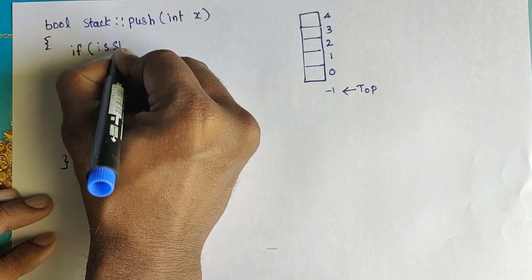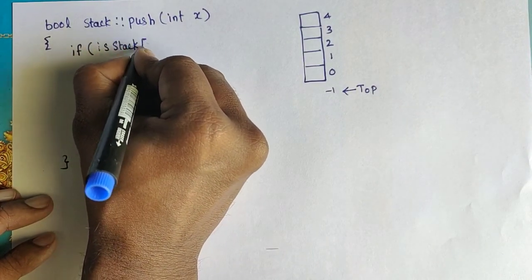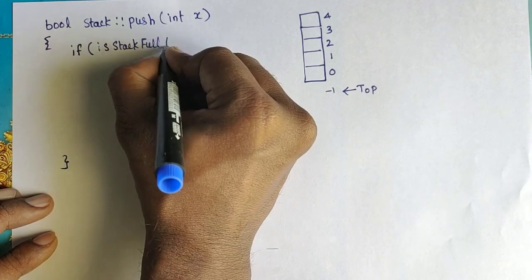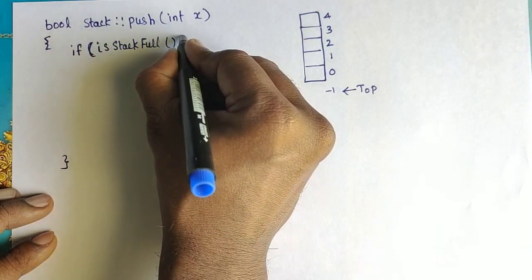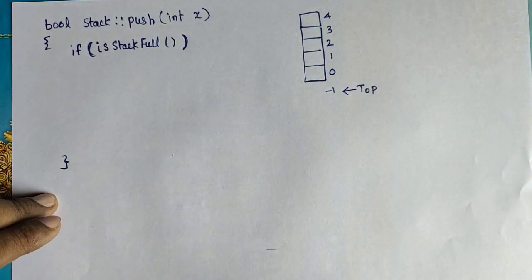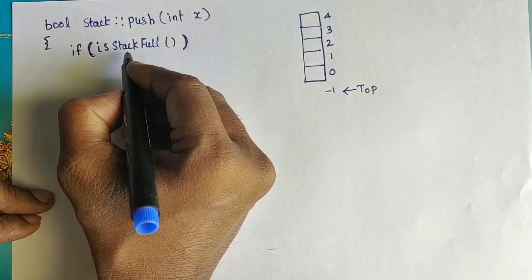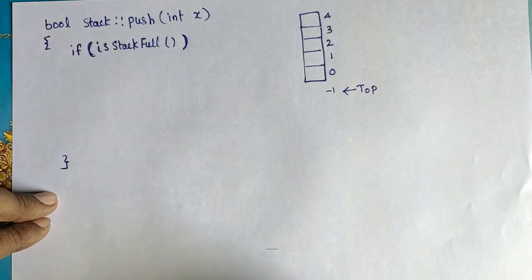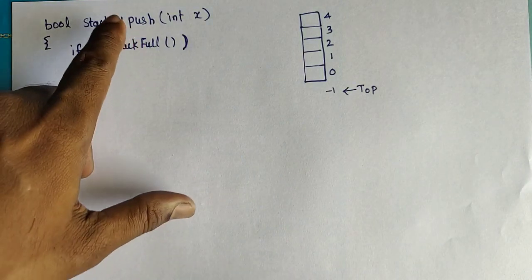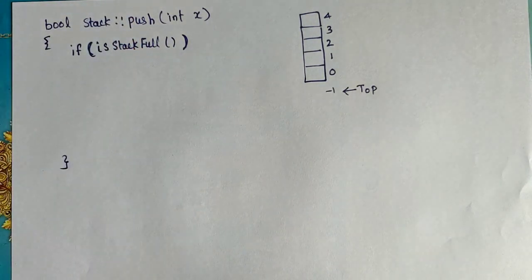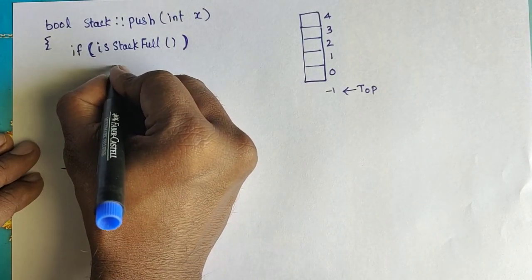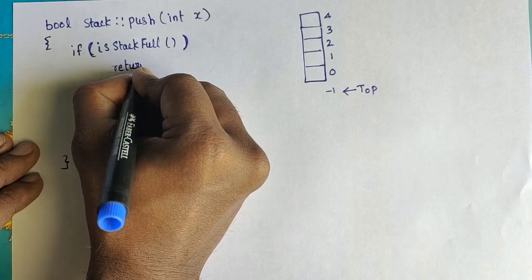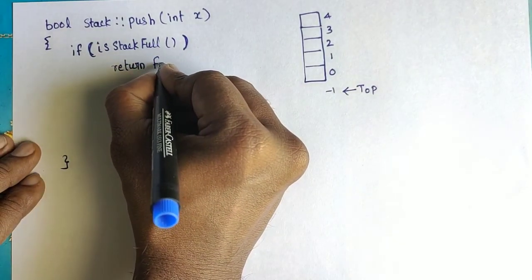Is stack full. If it returns true, that means the stack is full, then I cannot insert the data. So in that case, this operation fails. Failed means this operation needs to return a failure message to the user. So return means I have to exit this function. I should not continue. Return with false.